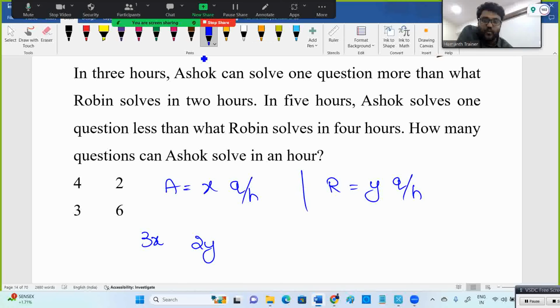Now Ashok solves one question more than what Robin does in 2 hours. In 2 hours Robin can do 2y. Ashok solved in 3 hours is one more than that. So 3x equals 2y plus 1. Okay, this is the first equation. The next equation, as per the data: in 5 hours means 5x, 1 less than what Robin does in 4 hours. So 5x equals 4y minus 1.